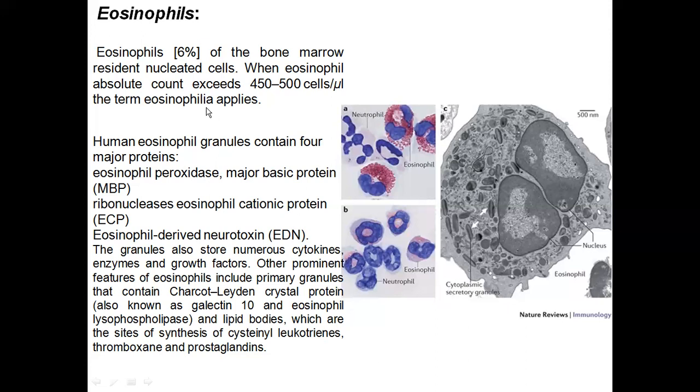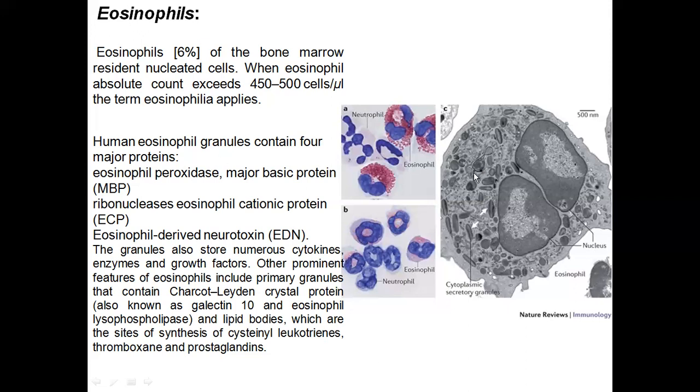These granules contain four major proteins: eosinophil peroxidase, the major basic protein or MBP, ribonucleases, eosinophil cationic protein, which is called ECP, and eosinophil-derived neurotoxin, or EDN. These proteins have different roles that we will discuss in a later slide, but these are just the four major basic proteins.